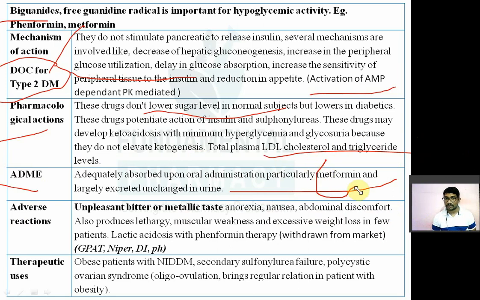Biguanide होता है और दो methyl group होते हैं. So it is excreted unchanged. But phenformin में क्या होता है कि phenyl group होता है, ठीक है, so that's why phenformin is metabolized, but it is not used due to lactic acidosis, is banned.